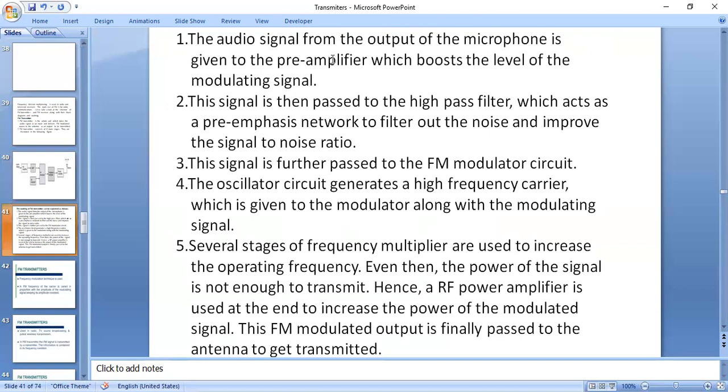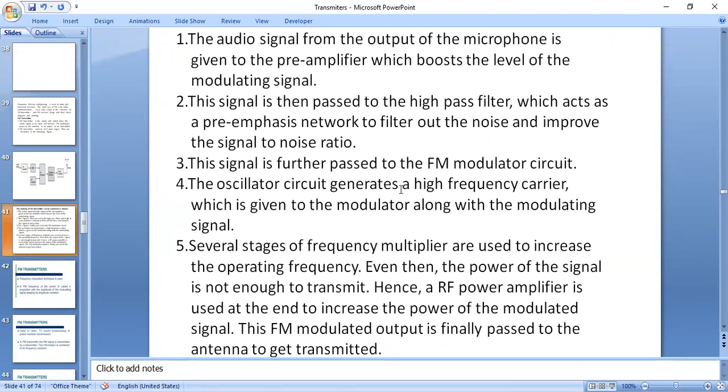Here you may observe the audio signal is amplified by the preamplifier section, which boosts the modulating signal. Then it is passed through the high pass filter section, which acts as a pre-emphasis network. Generally, the modulating signal is attenuated at high frequencies. At high frequencies, we can increase the signal strength by using this pre-emphasis network so that we can improve the signal to noise ratio at high frequency. So the signal to noise ratio of the modulating signal can be improved by using this pre-emphasis network.